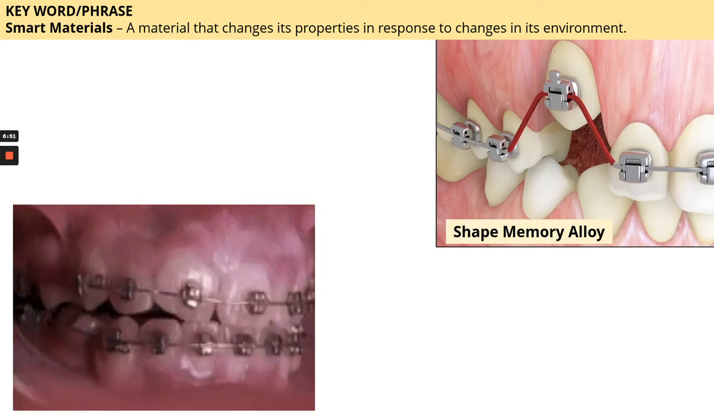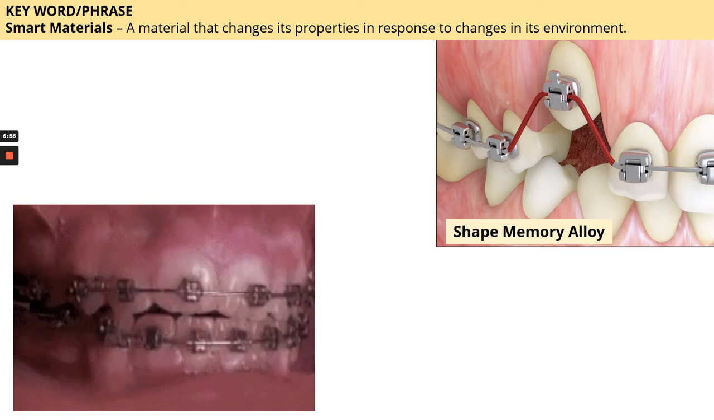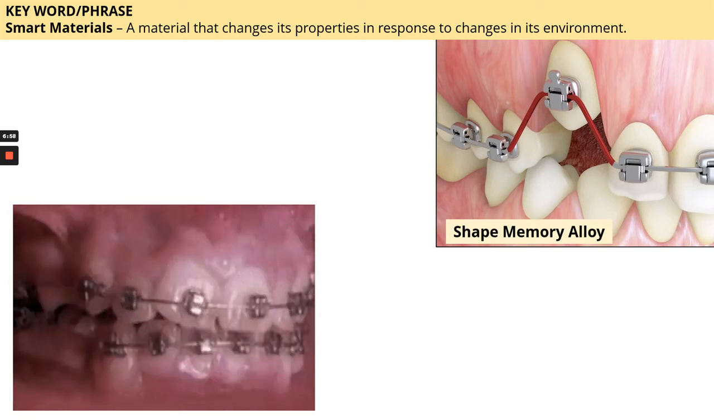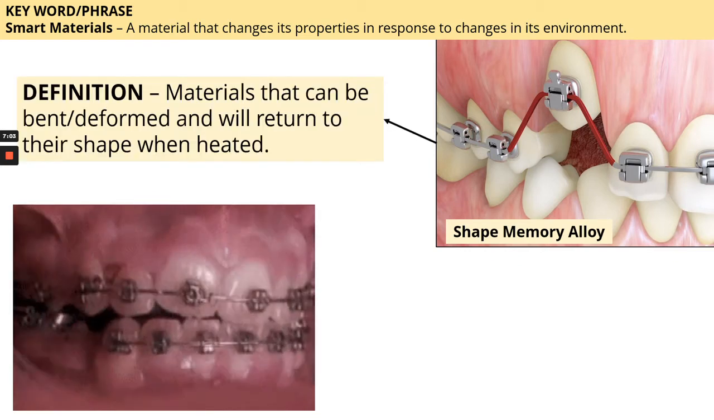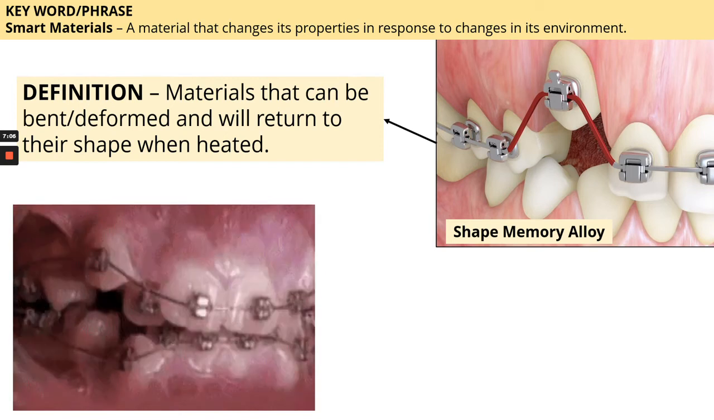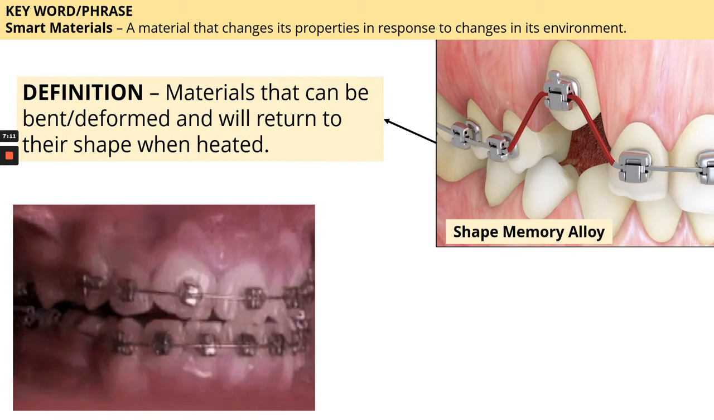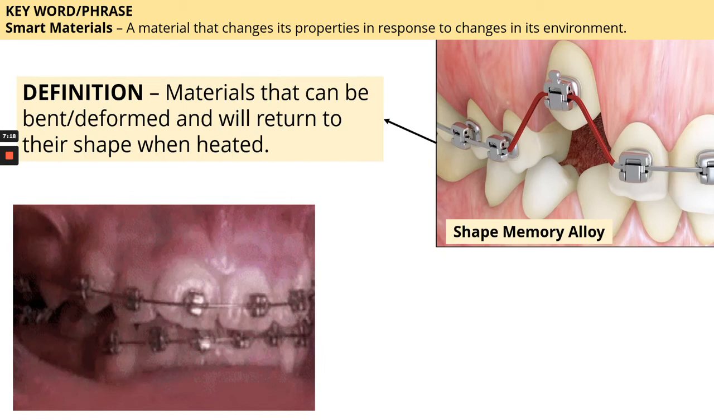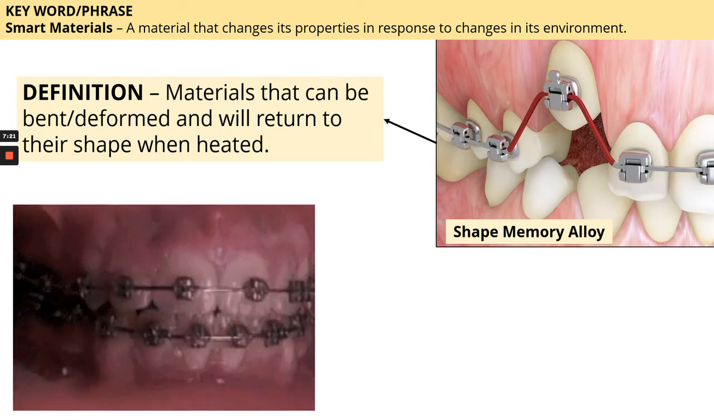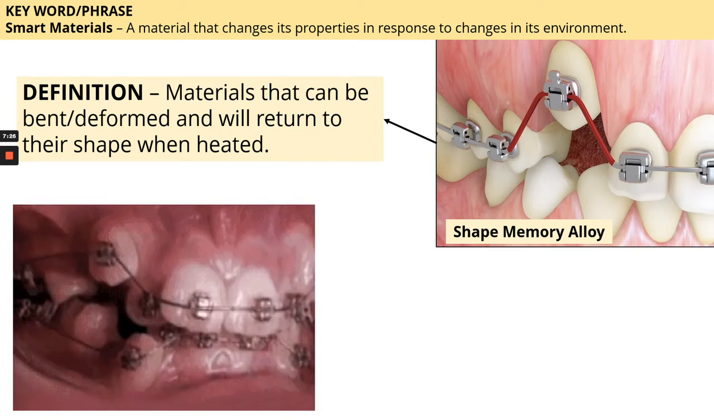Awesome, so our final smart material is our shape memory alloys. Shape memory alloys are a type of metal, a material that can be bent or deformed, so it can be crushed into different shapes, but will return to their original shape when heated. So it's materials that can be stretched, bent, forced into different shapes, but with heat it will start returning to its original shape.